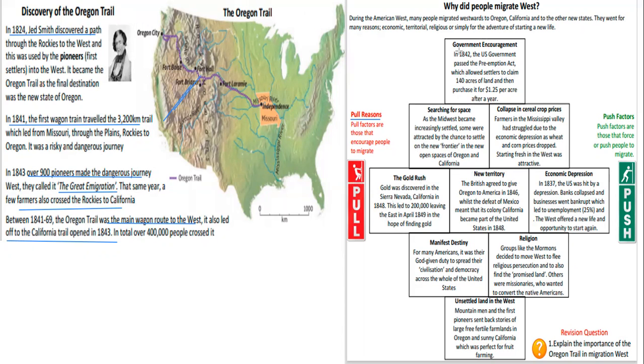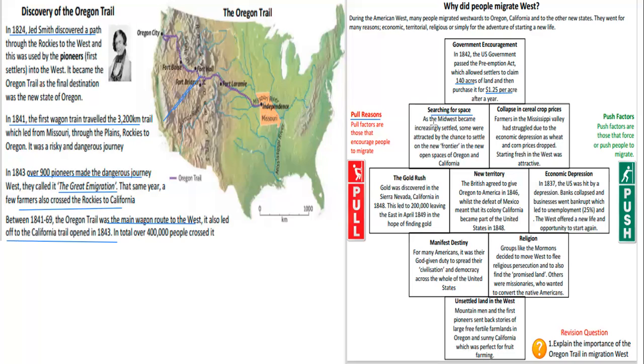Okay, so in 1842, the government passed something called the Preemption Act, which allowed settlers to claim 140 acres of land and purchase it for $1.25 per acre after a year. That was the government's way of trying to get more people to settle in different parts of America. The cheap land acreage probably would have pulled them, because after staying for a year, it means they would have farmed on it, they would have settled on it, but making it potentially more accessible is going to be a pull factor for people who wanted to start a new life.